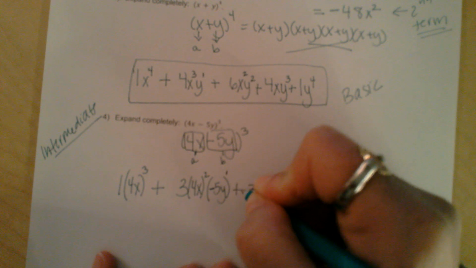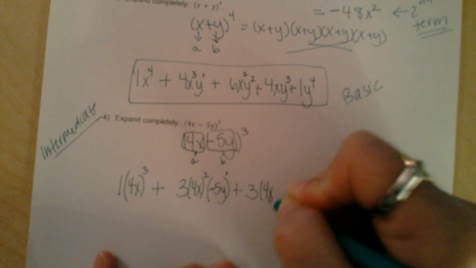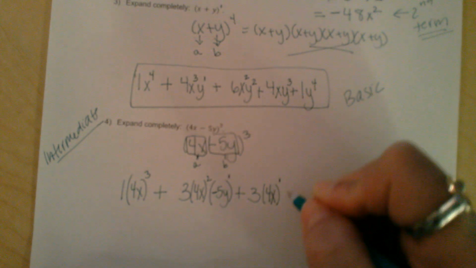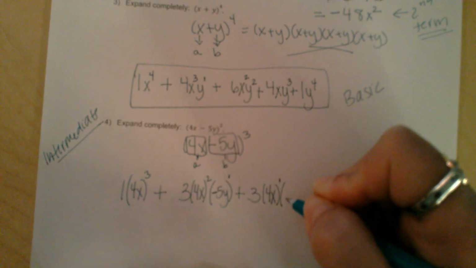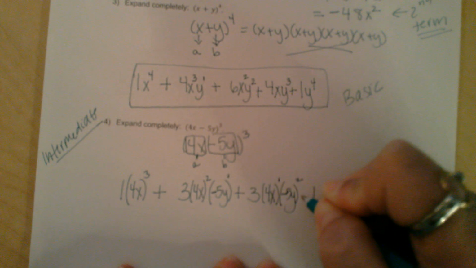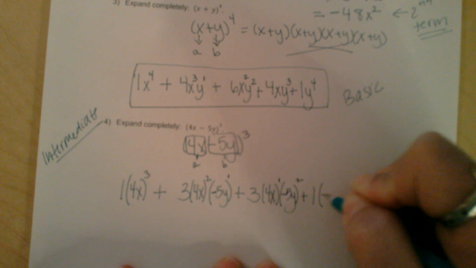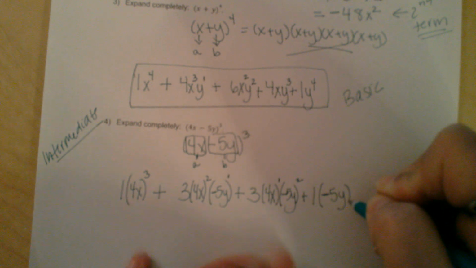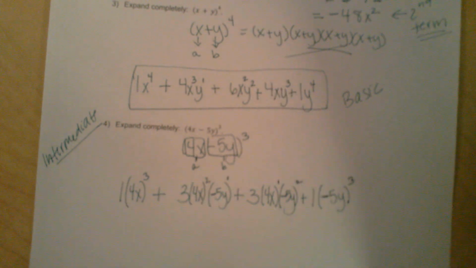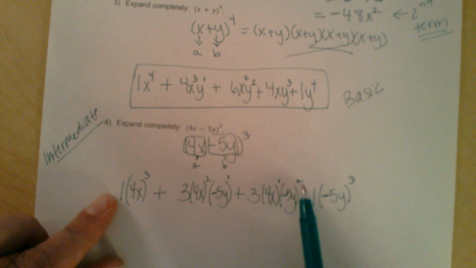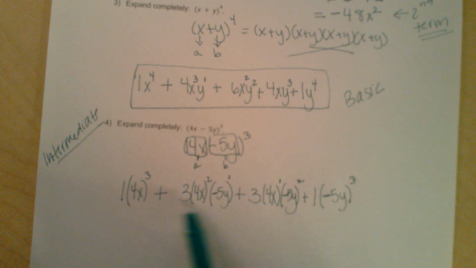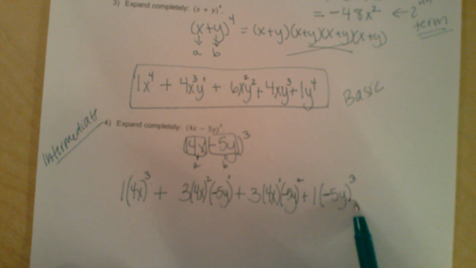Okay, plus, what's next? 4x, that goes down to the first power. If you like to write your ones in, that's fine. What's going to happen to negative 5y? It's going to do negative 5y squared. Okay, plus 1 times negative 5y, no more 4x's, to the third. So that goes up 1. All the exponents do add to 3, so that's a check. This one does decrease, and this one, the B's, does increase.